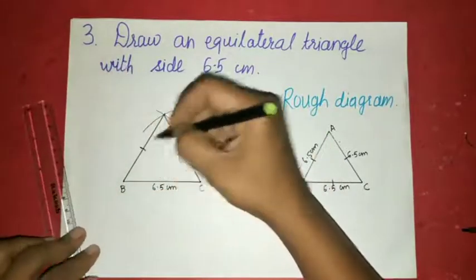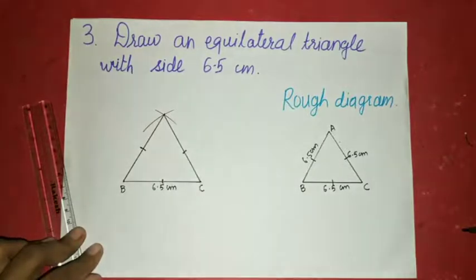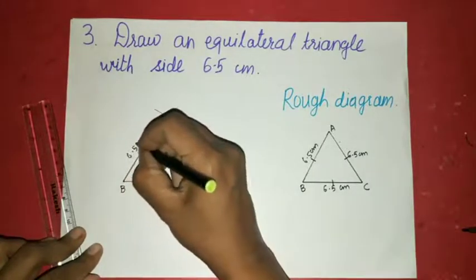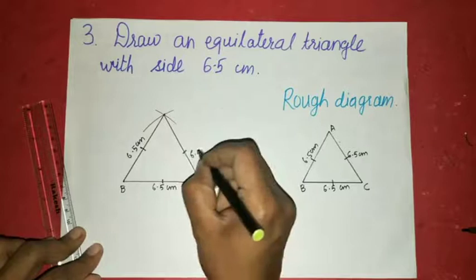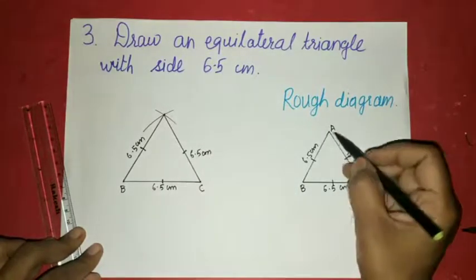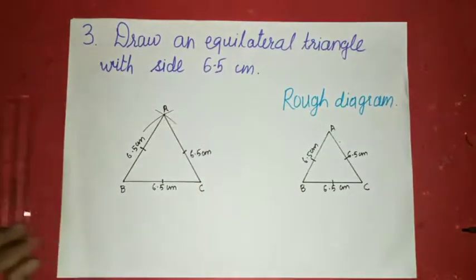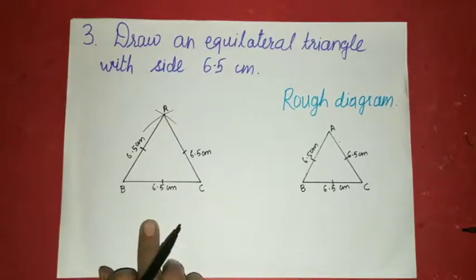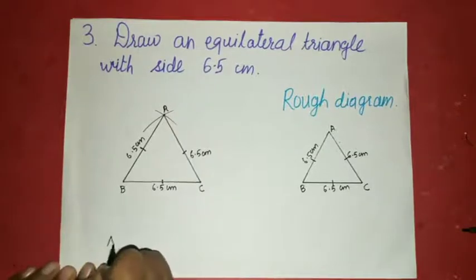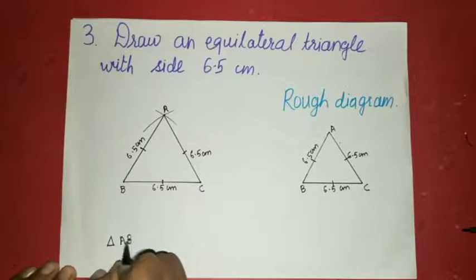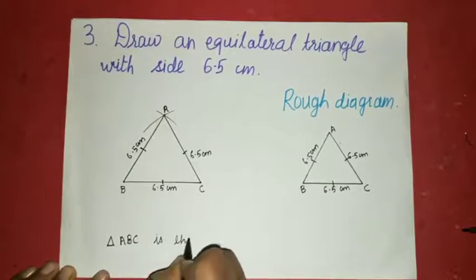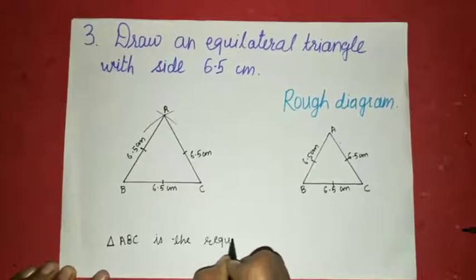Here all three sides are congruent, so we will put the symbol of congruency. Each side is of 6.5 centimeters, so we will write it here like this. Now this vertex is A, so write the name of that vertex. Now this is our required equilateral triangle. So we will write here: triangle ABC is the required equilateral triangle.